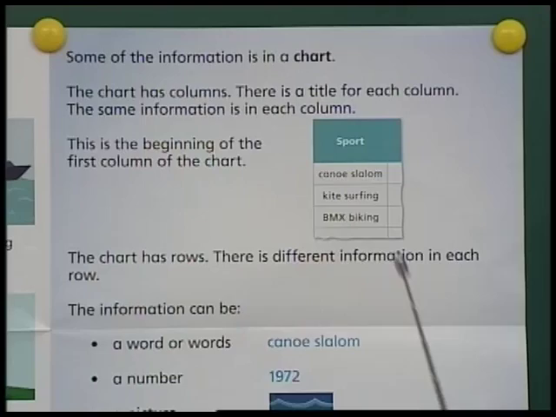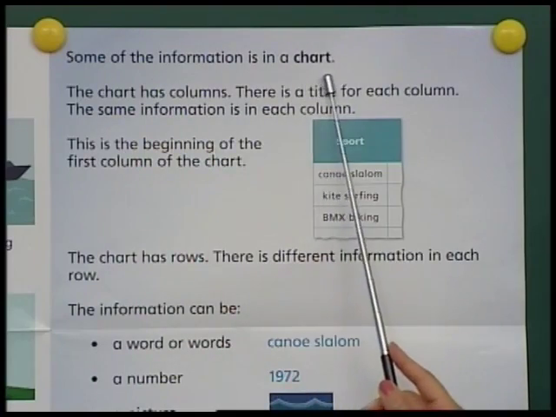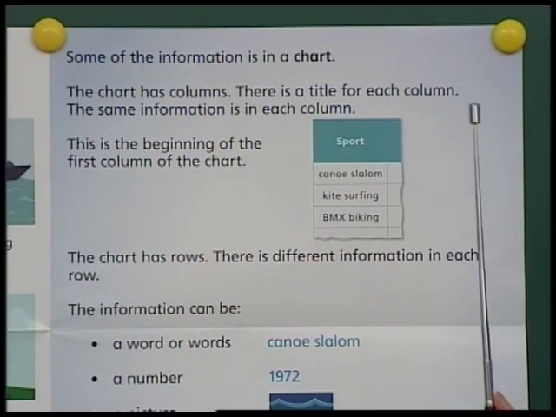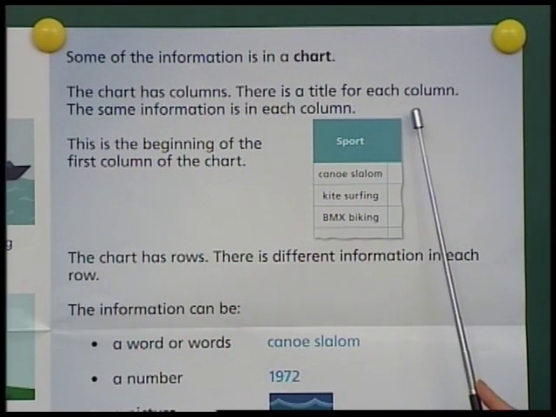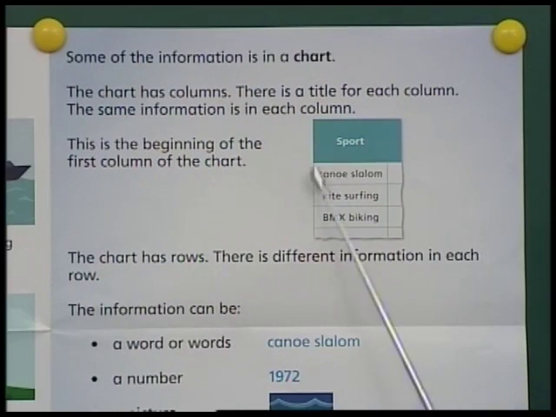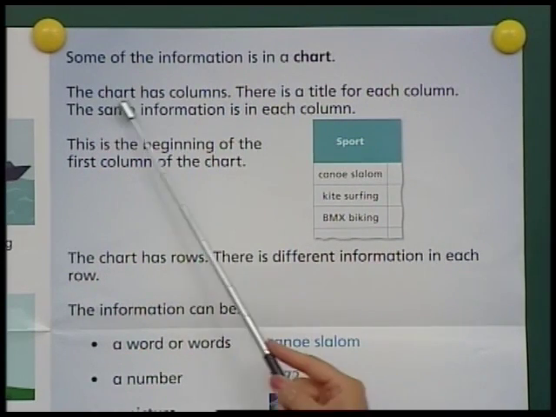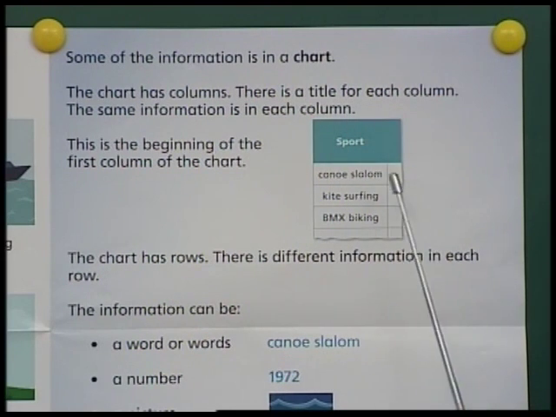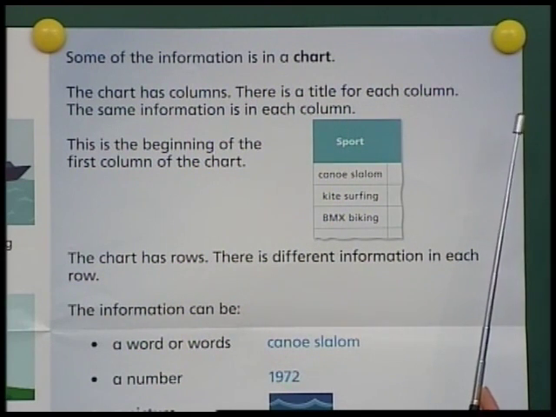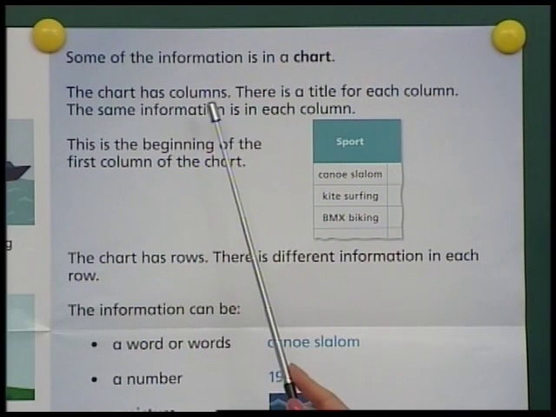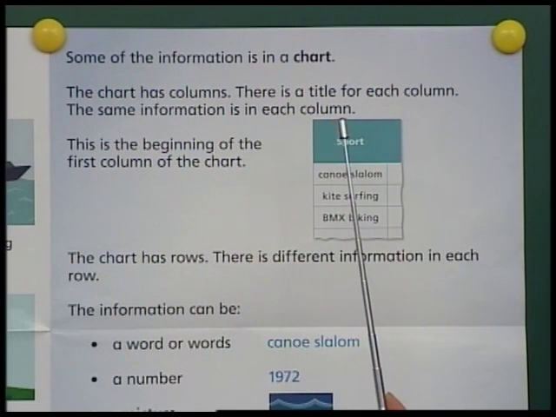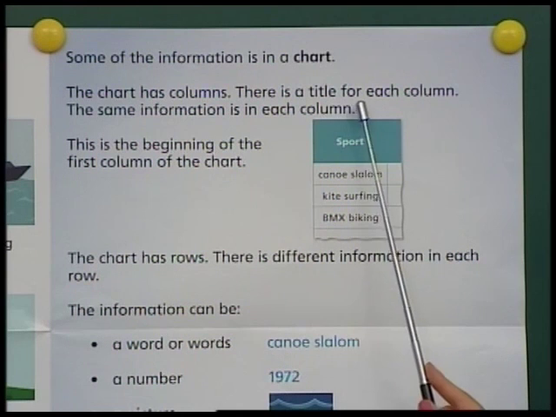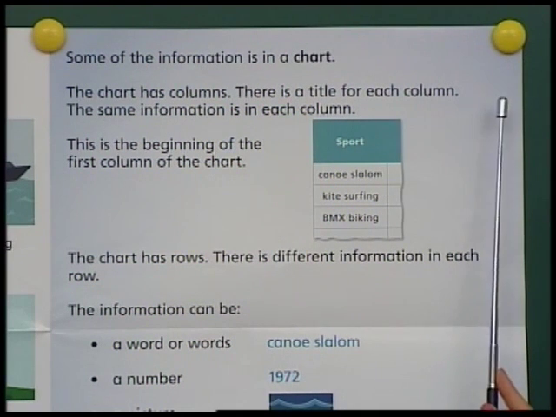So some information is in a chart. So now here it is an example, it's a short example of a chart. The chart has columns. Column means column. There is a title for each column.